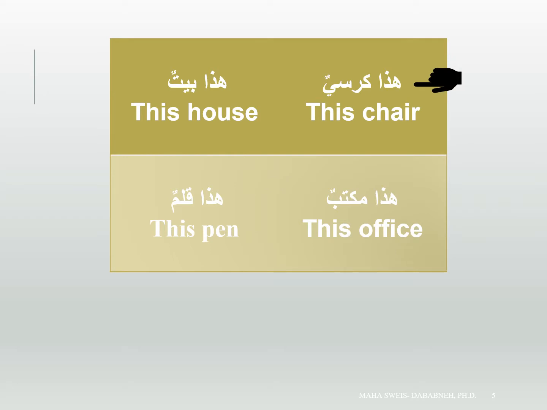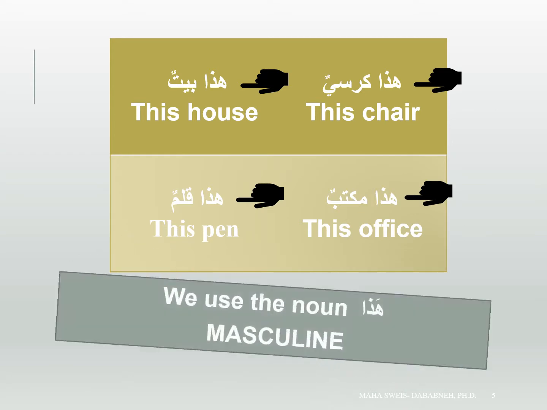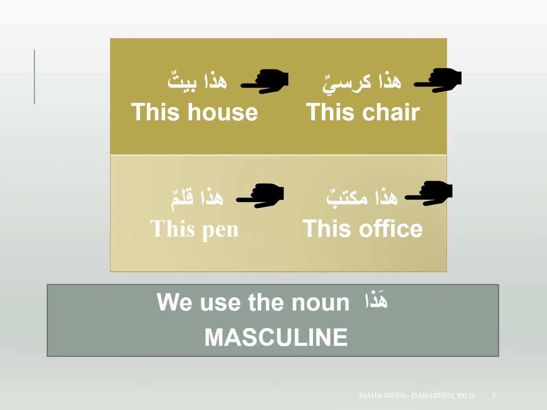هذا كرسي. هذا بيت. هذا مكتب. هذا قلم. All these nouns are masculine. That's why I used هذا here.